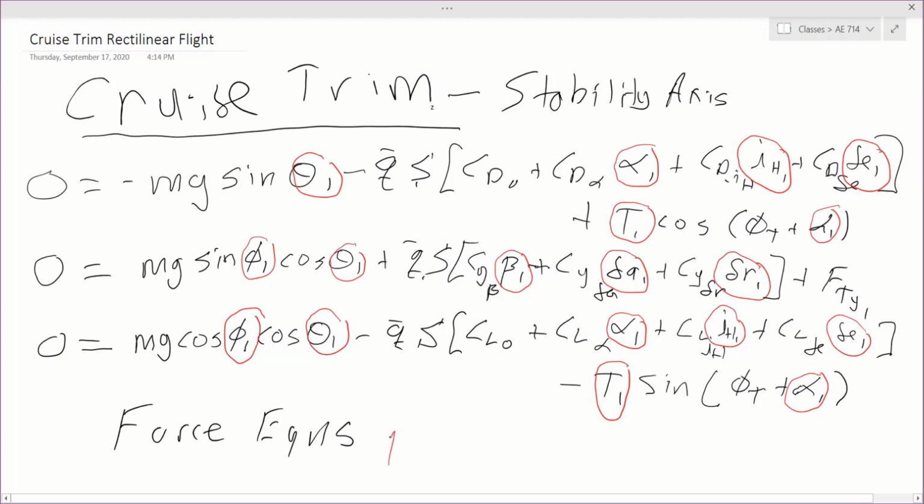And we need to recall that in stability axis, theta 1 is the same thing as the flight path angle. Remember that we drew that picture, and because the stability axis points into the relative wind, then the pitch angle is the same as the flight path angle.